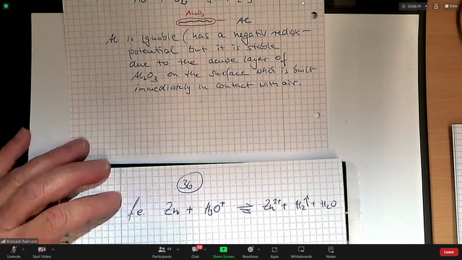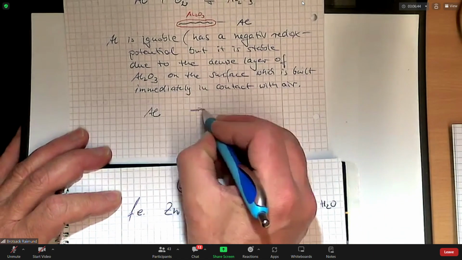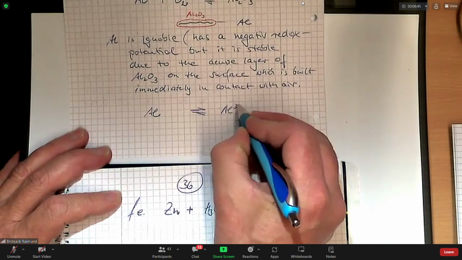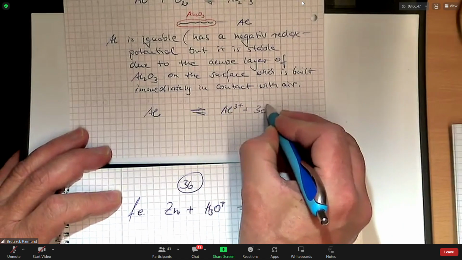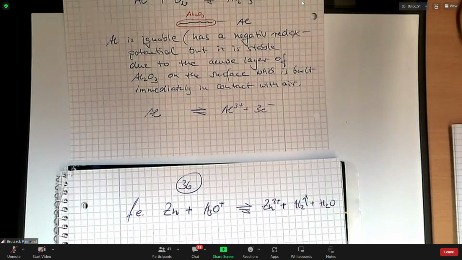Normally, for the aluminium, we would expect aluminium is not noble, so it is oxidized to form aluminium 3 plus and 3 electrons. But that happens only on the surface and then stops because the below aluminium is covered.